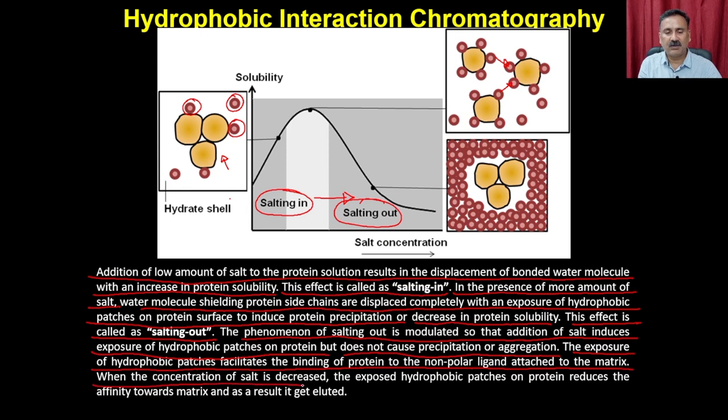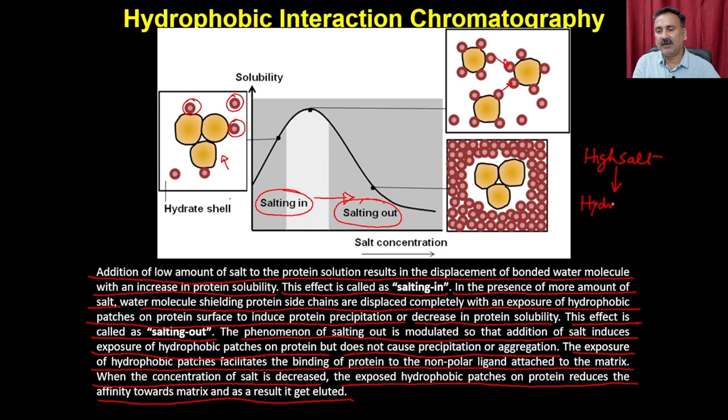When the concentration of the salt is decreased, the exposed hydrophobic patches on the protein reduce the affinity towards the matrix, and as a result the protein is going to elute. So what we are doing is adding the high salt so that it exposes the hydrophobic patches, right? And hydrophobic groups on the protein, right? And as a result, it is going to bind the matrix.